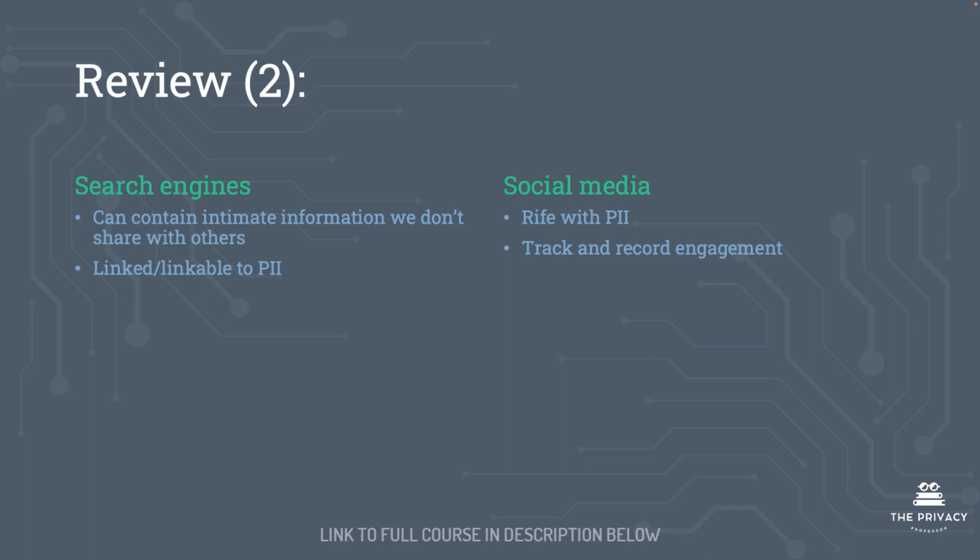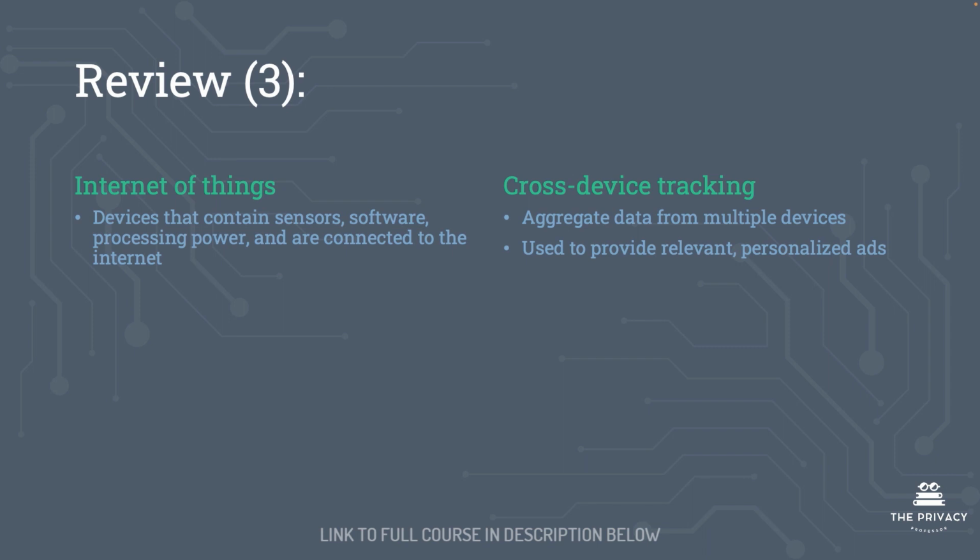Social media, of course, is also rife with personally identifiable information, and our engagement with social media is tracked and recorded. We defined the Internet of Things as devices that contain sensors, software, processing power, and are connected to the internet. And we concluded by defining the objectives of cross-device tracking, which are to aggregate data from multiple devices and then use that data to provide relevant and personalized ads.